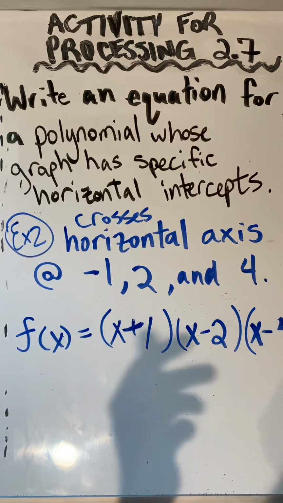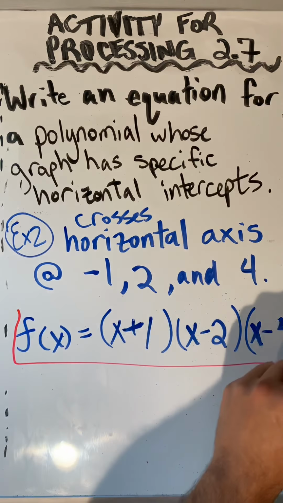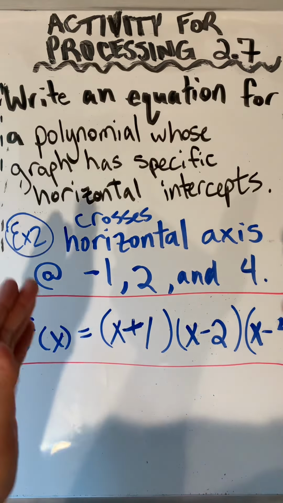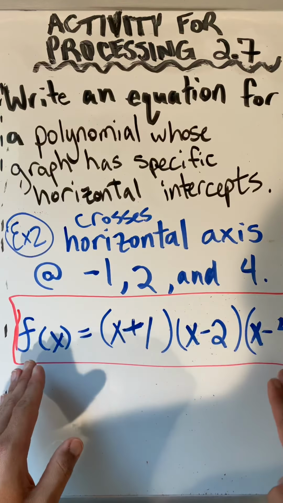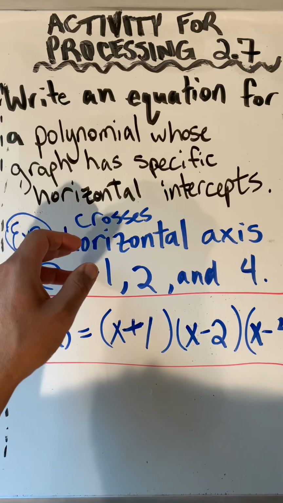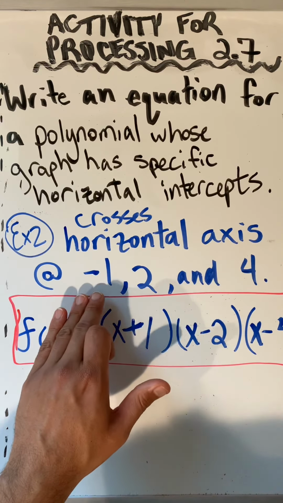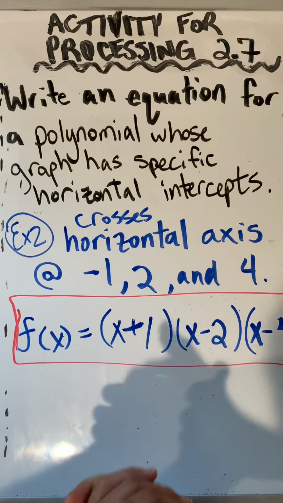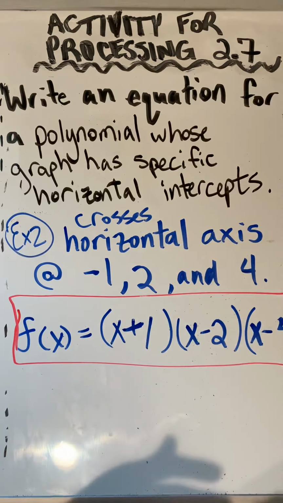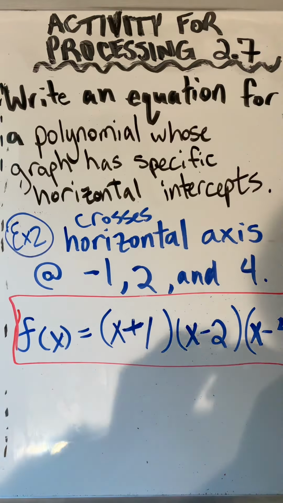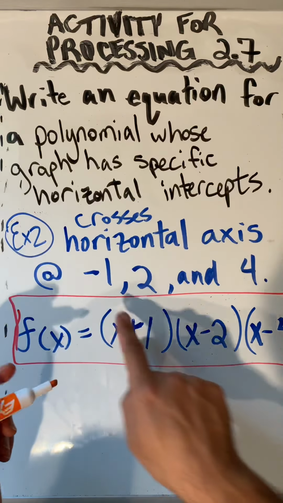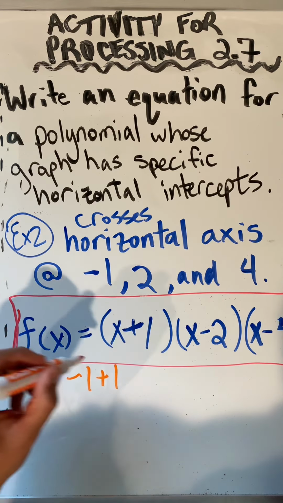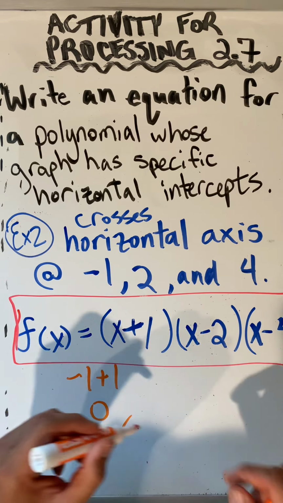And ladies and gentlemen, we have successfully created an equation in which the graph, if we were to put this into decimals, would cross the horizontal axis at the x values -1, 2, and 4. Okay, now I'm going to mentally run this through you. Well, no, might as well write it down. So let's go ahead and substitute. -1 plus 1. That's 0. Okay, cool. That works.